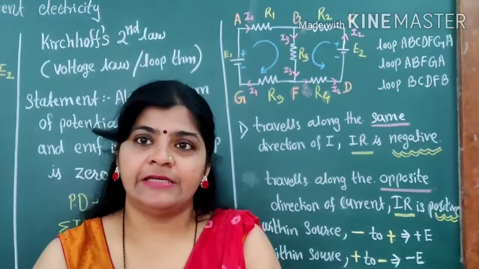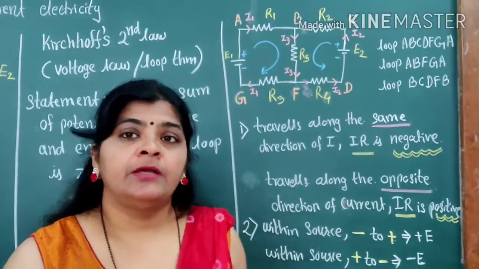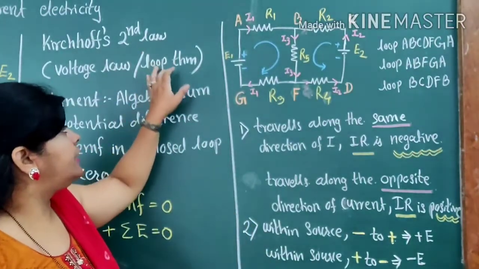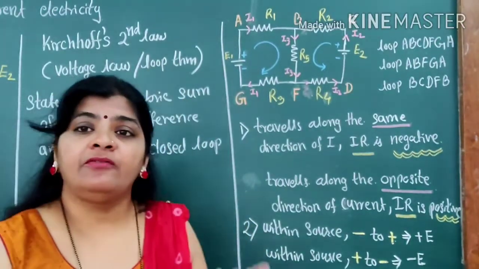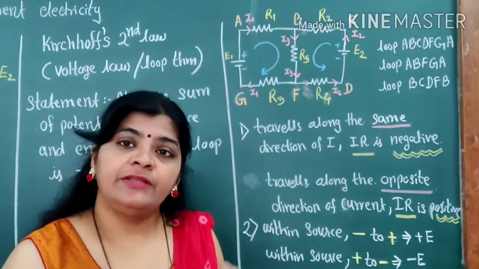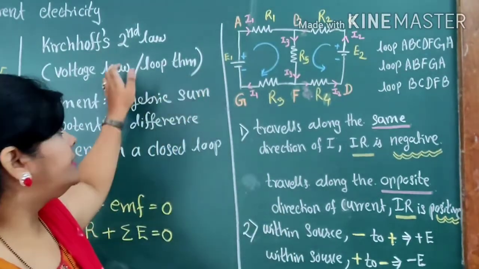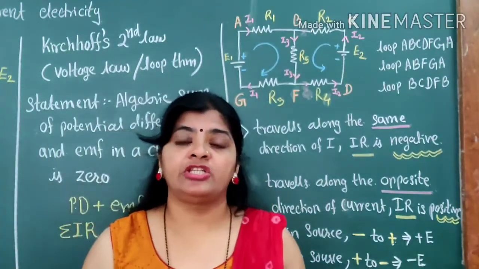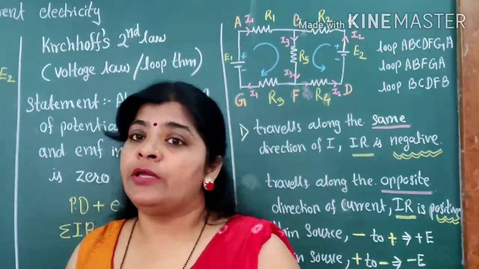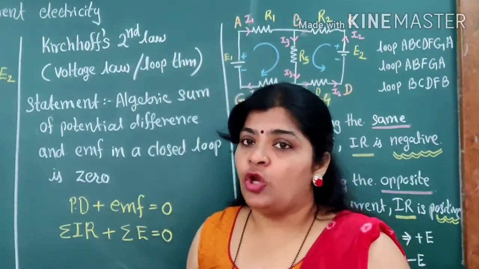Now we are learning Kirchhoff's second law. Kirchhoff's second law is basically applied to a loop. That's why this law is called the loop theorem, and it is related to voltage. Therefore, Kirchhoff's second law is also called the voltage law.